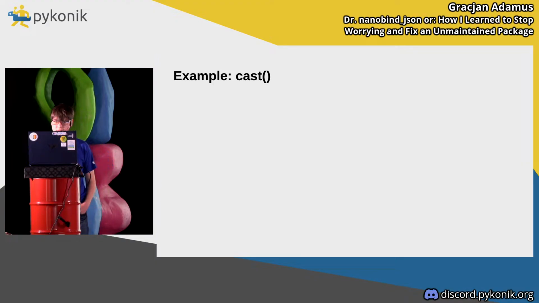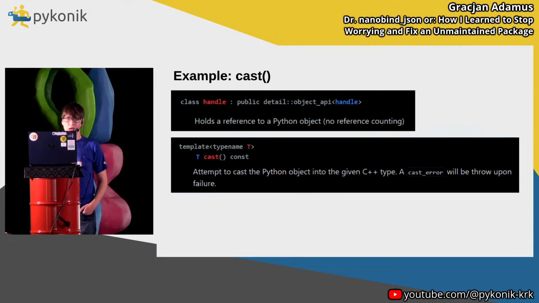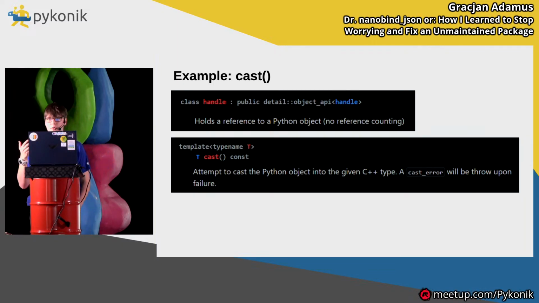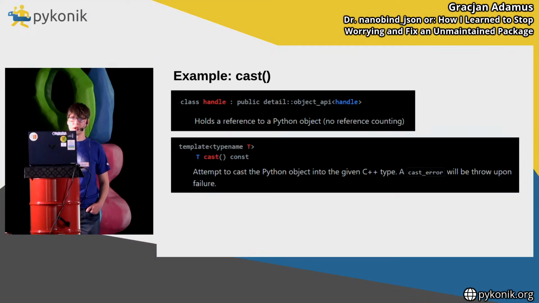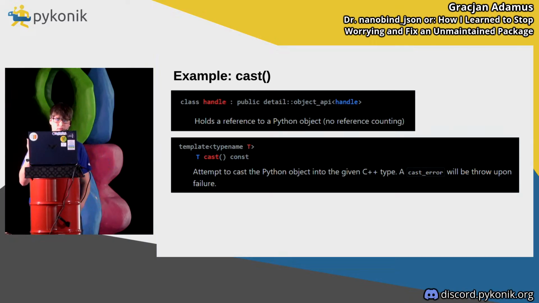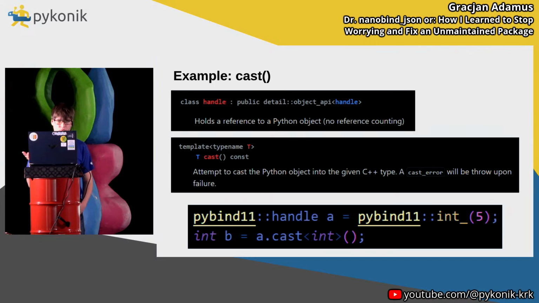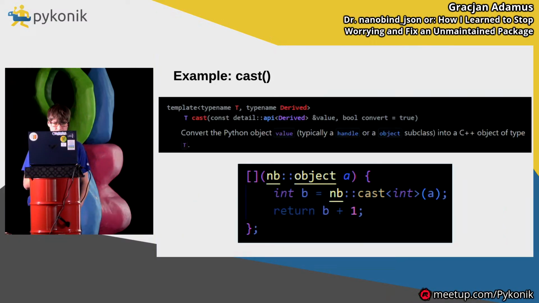First one is cast. It is a method inside handle, and handle is like the most basic, well, handle for Python objects on the C++ side that every other type will then derive from. And it's also not reference counted, as you can see. And cast was a method defined there. And so you could use it like that. You had a handle, you call cast, voila, you have the int.